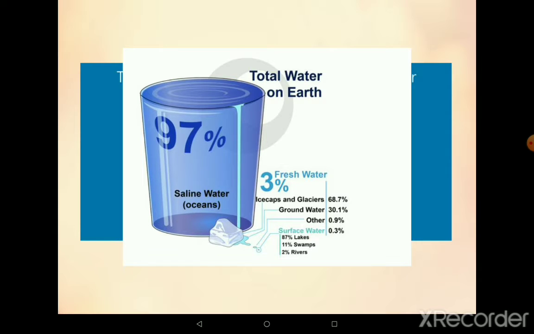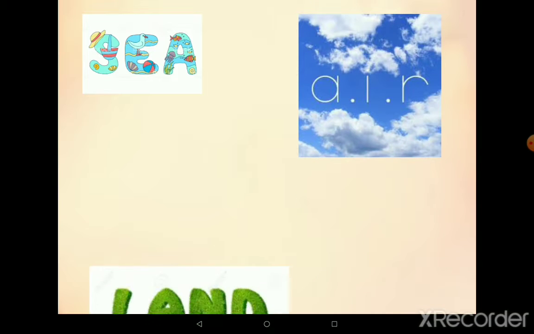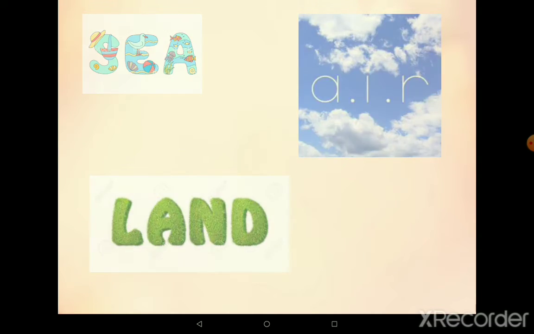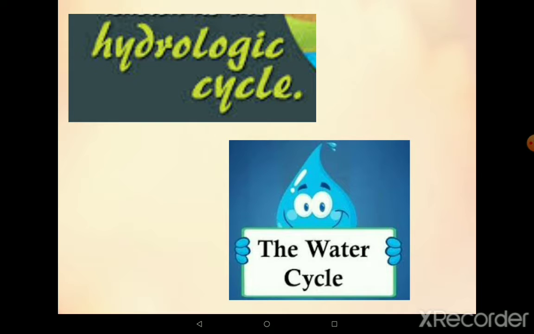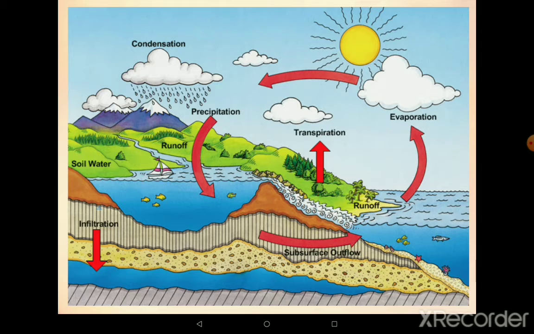Now the water keeps on changing from one form to another in a cyclic manner within the hydrosphere, and this endless series of changes undergone by water in the hydrosphere, between the sea, air and land, is known as the hydrological cycle or the water cycle. Let's learn about the water cycle in detail, that is, the process of the water cycle.